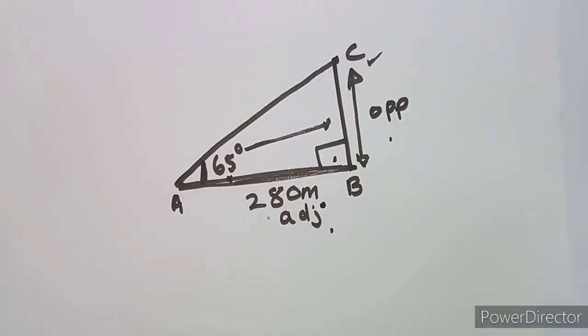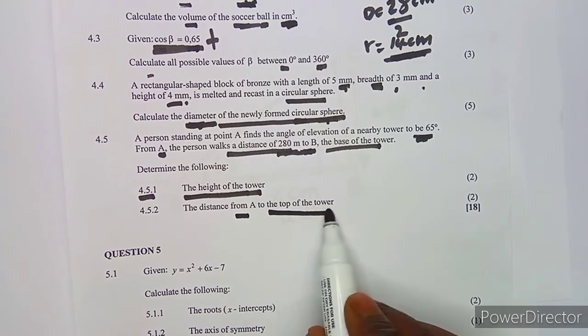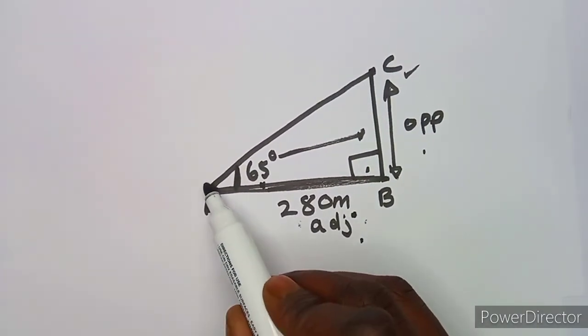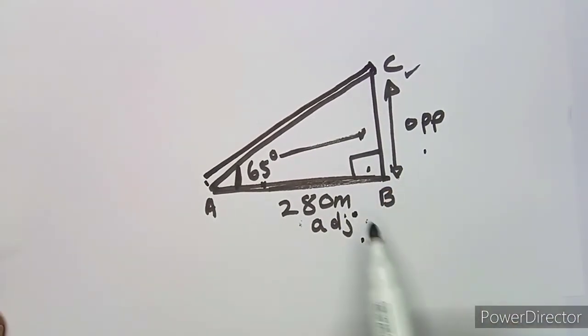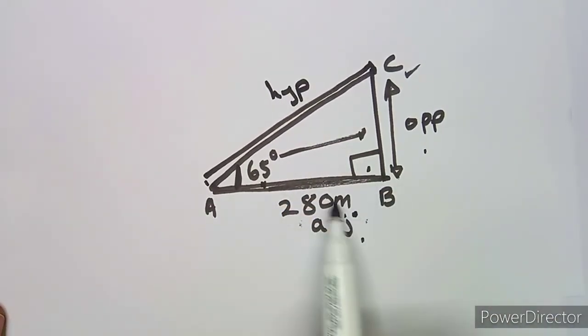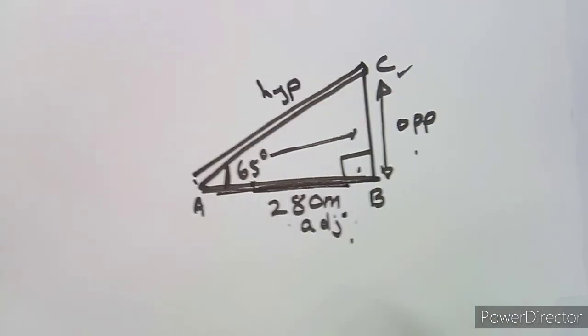All right, so we've got the height of the tower. Then another question is the distance from A to the top of the tower. So from A here to the top, which means we are now moving this way. This is AC, and AC is the hypotenuse. According to what we had, the adjacent before and the hypotenuse. So which ratio? This time it's cos.